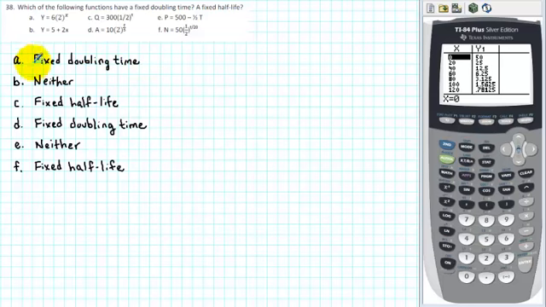One of the things that you might notice is that for a and d, we had a fixed doubling time, and both of these functions are exponential functions with a constant growth factor. In this case, we have y is equal to 6 times 2 to the x. The growth factor is 2. 2 is bigger than 1, so this one has a fixed doubling time. For part D, again, we have an exponential growth function. Our growth factor is 2 to the 1/5 power.